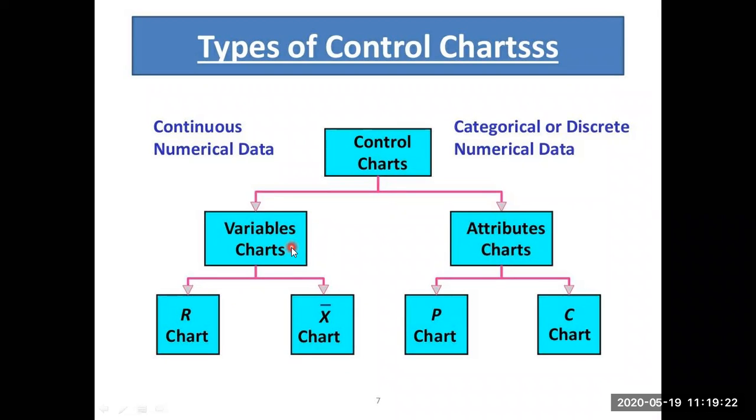Variable chart means measurable. In variable charts we have the X bar chart, the R chart, and also the S chart, which we do not use much in industry. Whereas in attribute charts we have the P chart and the C chart. The NP chart is also there; the P chart and NP chart mean the same. So P chart, NP chart, and C chart. We will discuss them one by one.